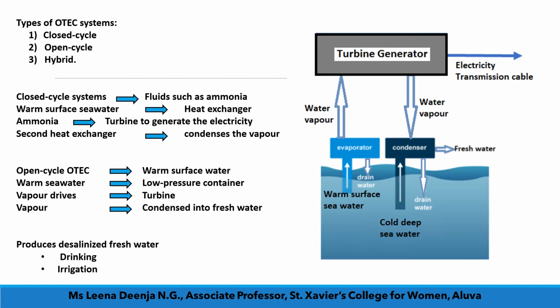Open cycle OTEC uses warm surface water directly to produce electricity. The warm seawater is pumped into a low pressure container to boil it. The expanding vapor drives a low pressure turbine attached to the generator to produce electricity. The vapor is free from salt and other contaminants. This vapor is then condensed into fresh water in a heat exchanger where cold water is pumped from the deep sea.